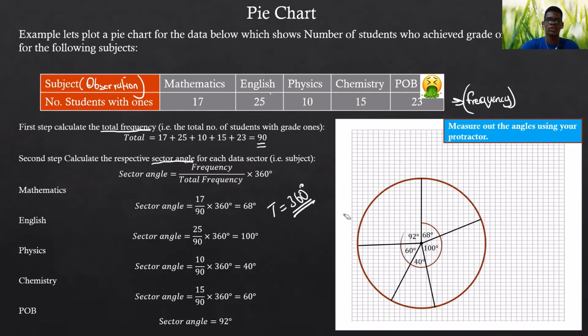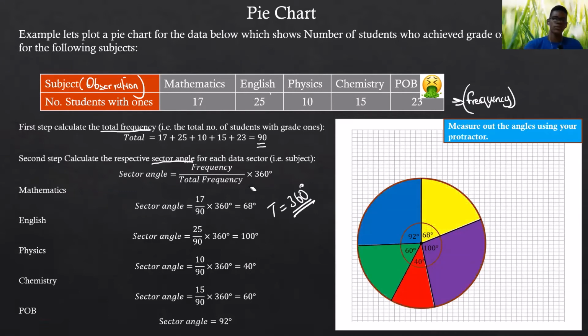Let's use a protractor to measure out all these angles. Again, they should total 360. And for each angle, each angle is a subject, right? 68 belongs to math. You can use a nice color for each. Remember, use your colors to differentiate between them, or you can label them, but that's no fun.